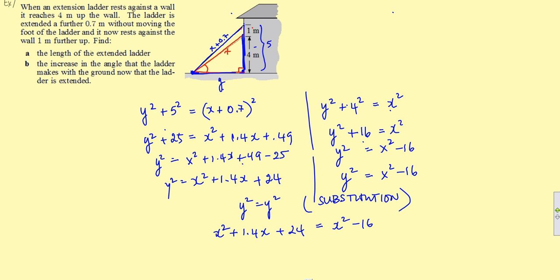Now, the x squareds cancel themselves out, and so we're left with 1.4x is equal to negative 16 minus 24.